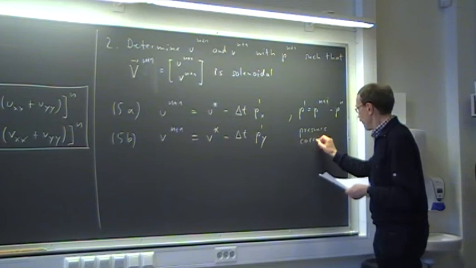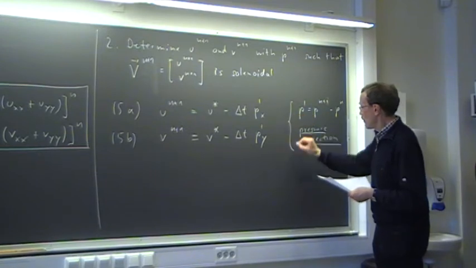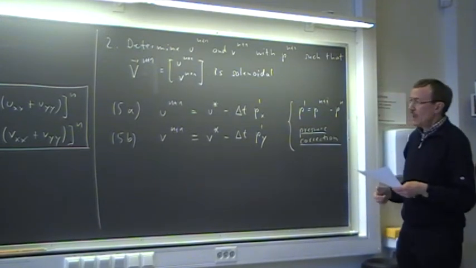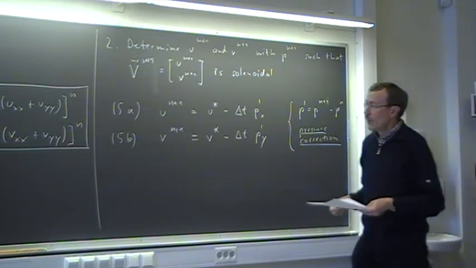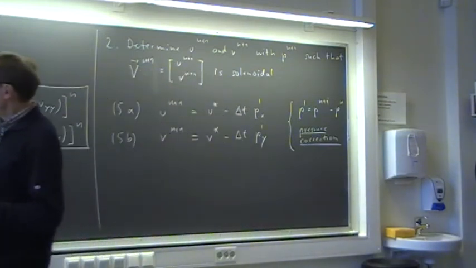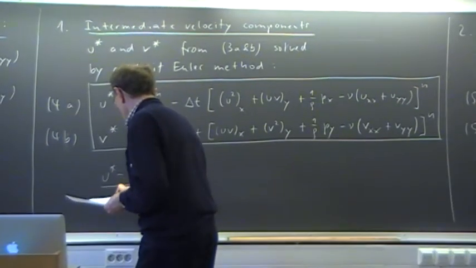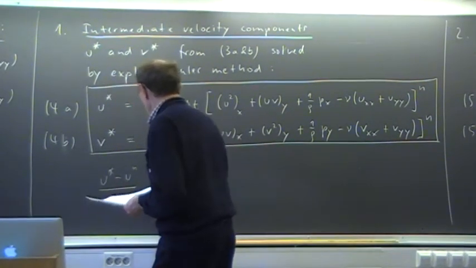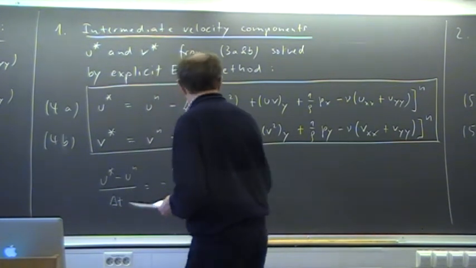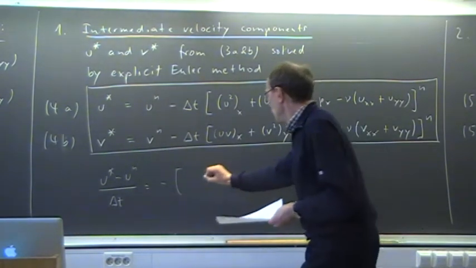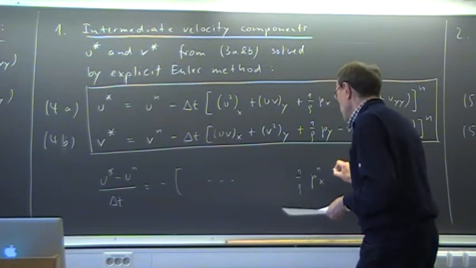Pressure correction. That is the p prime that is used in those cases. How can we motivate that? If you look at the x momentum equation, we have essentially done this: u star minus u n divided by delta t is equal to minus everything that is in brackets, and I want to highlight the 1 over rho, the p n x, and so on.